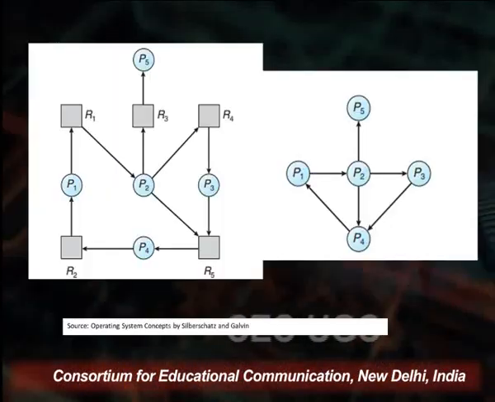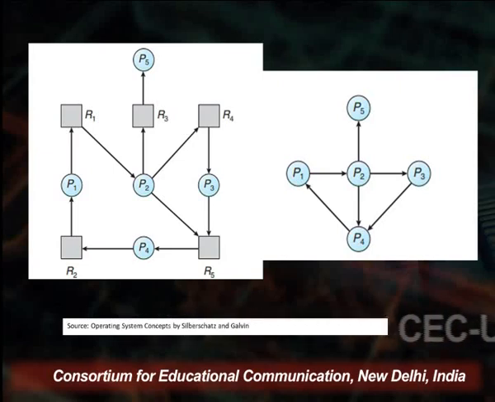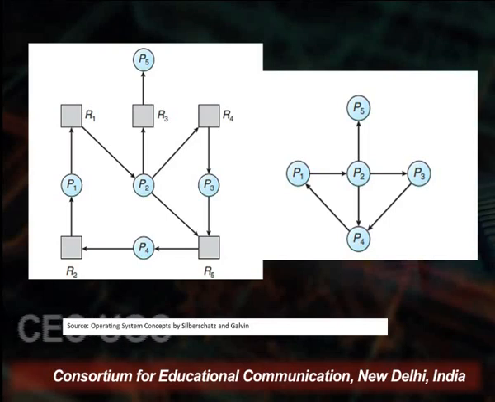Now, let us try to understand this with the help of a figure. On the left-hand side of the screen, you have a resource allocation graph, and its corresponding wait-for graph is shown on the right side. Please notice that there are no resource nodes in the wait-for graph, only process nodes. In order to construct this wait-for graph, we have taken 5 nodes, P1, P2, P3, P4 and P5, corresponding to 5 processes, and none for resources.